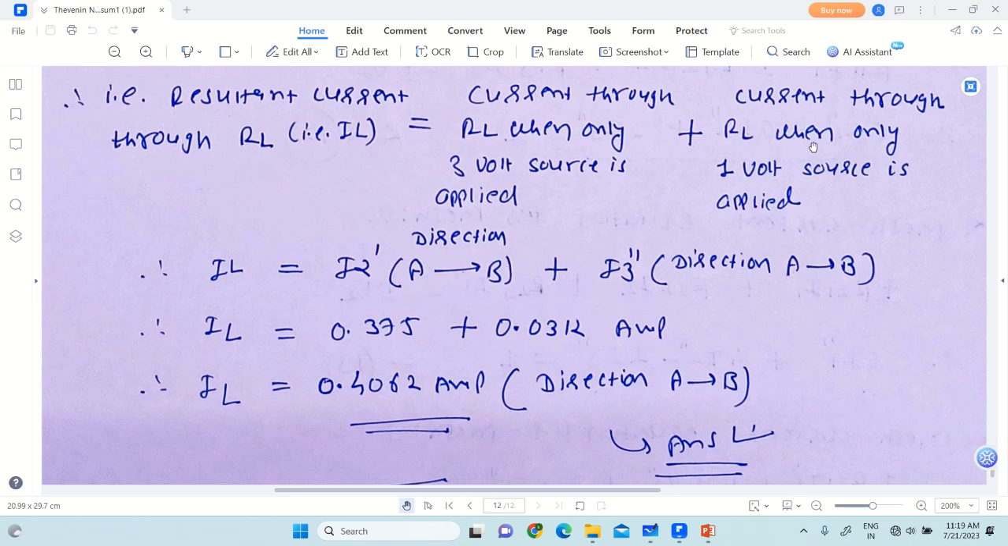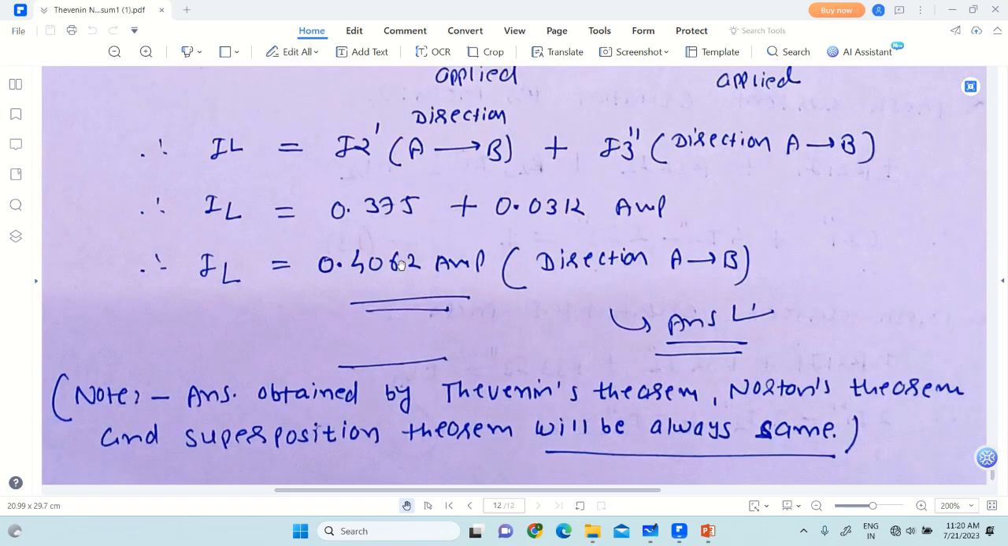And current through RL, when we applied only 1 volt source, at that time current was I3 double dash and the direction was from A to B. Both the directions are same, so we put a positive sign. If the directions were different, then we would have put the negative sign. So IL is equal to 0.375 plus 0.0312 amps. So this plus this will give you IL is equal to 0.4062 amps and direction is from A to B. So this is the answer, right?